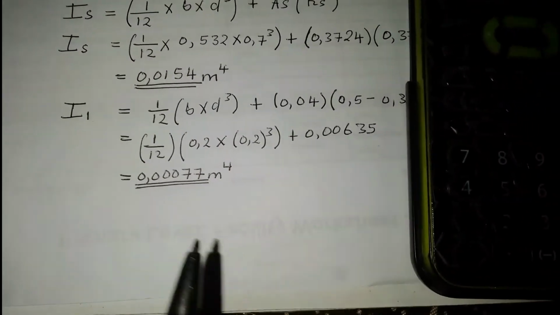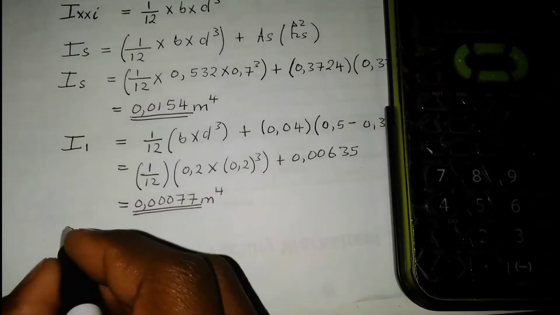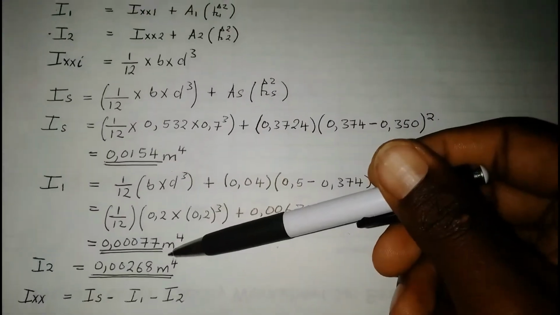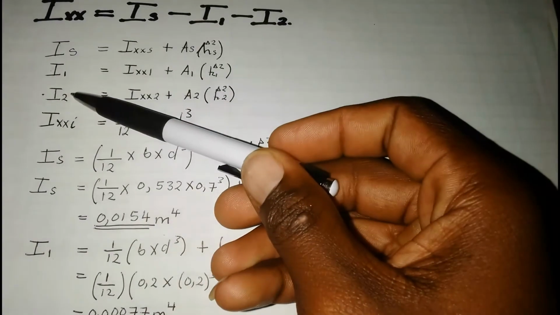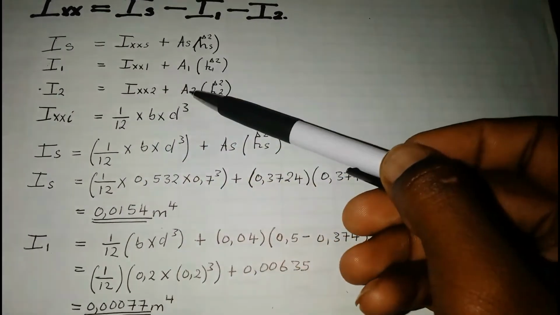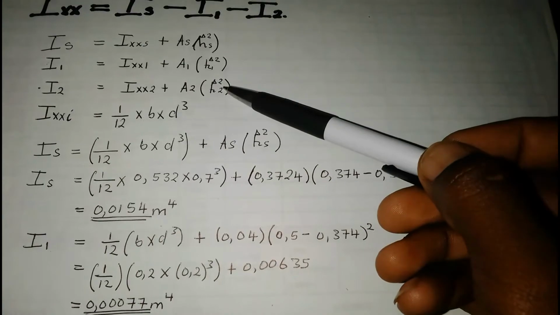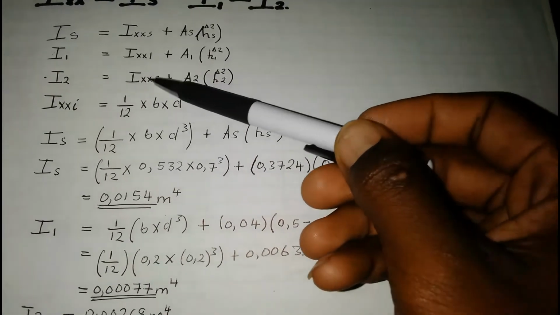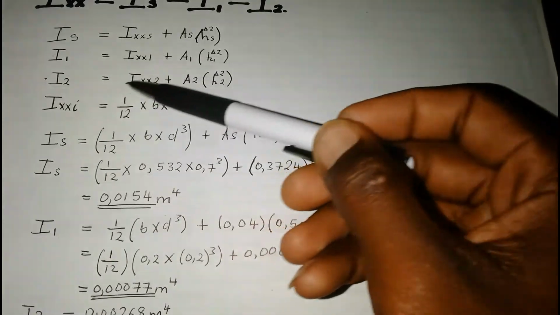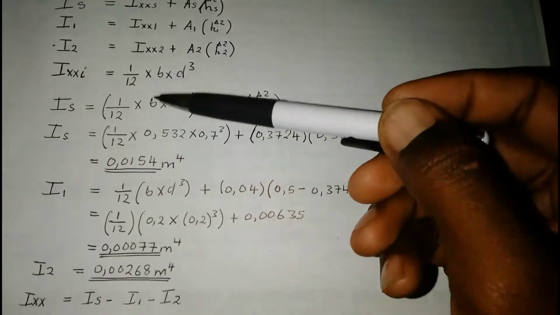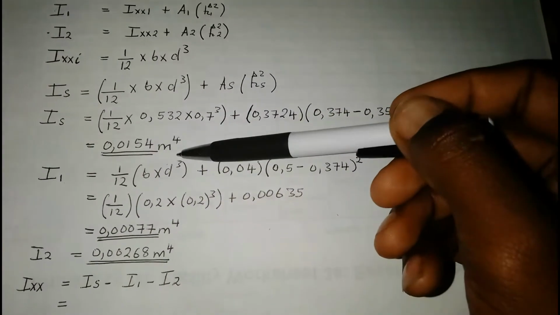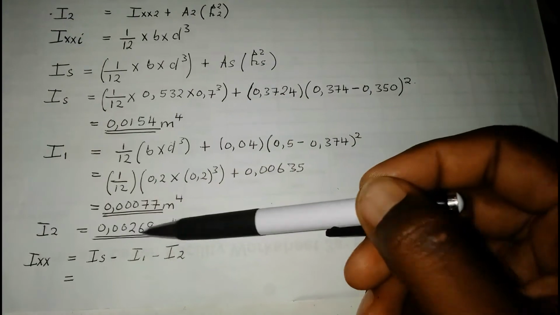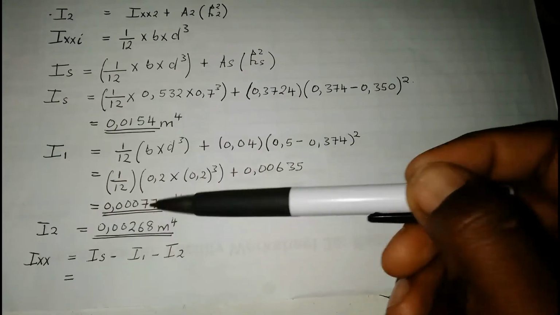Now we're left with only I2. For I2, we're going to use this formula, which says I2 is equal to Ixx2 plus A2 and the difference squared. We're going to use the same procedure that we've been using. If you use that same procedure, you get this value, 0.00268.